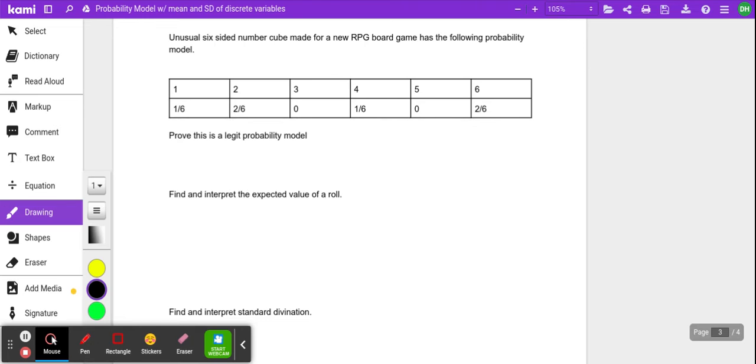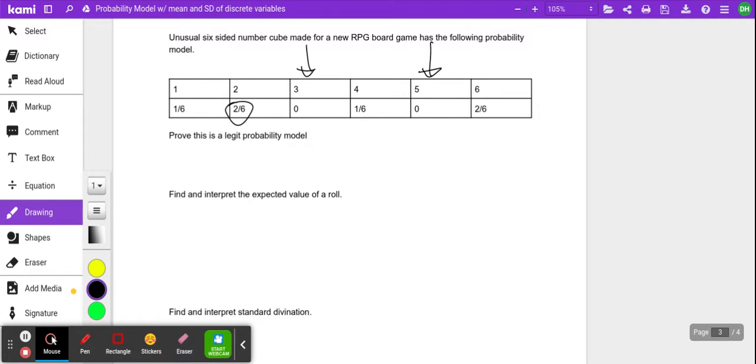All right, we have another probability model practice question. On this one, again, this one's a little bit different. This one says an unusual six-sided dice, or number cube, excuse me, is made for a new RPG board game that has the following probability model. And you can see here we have some unusual stuff going on.